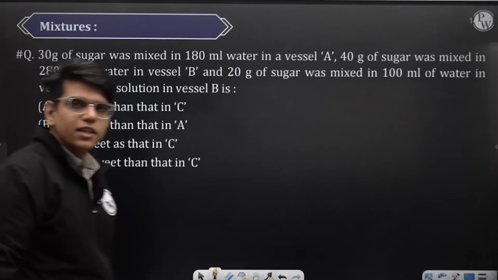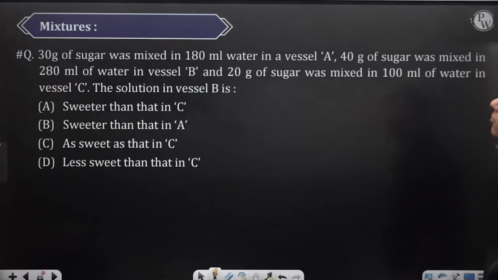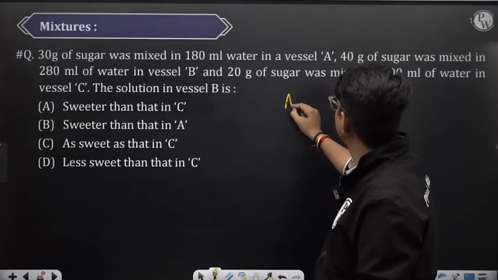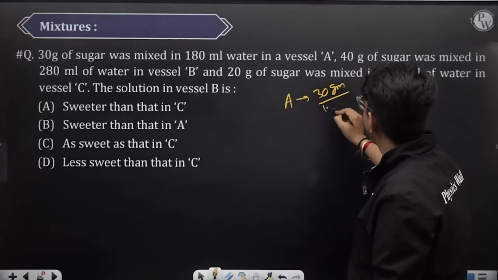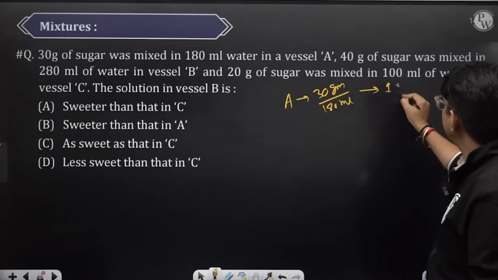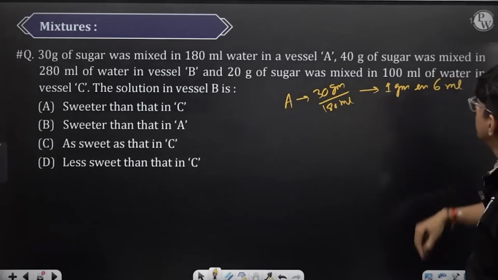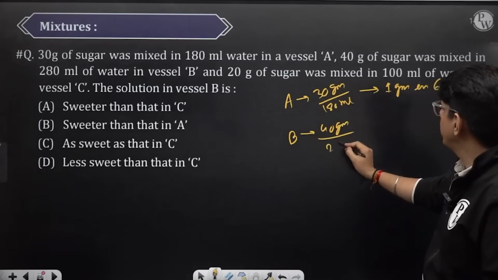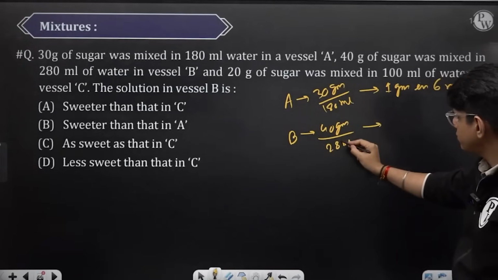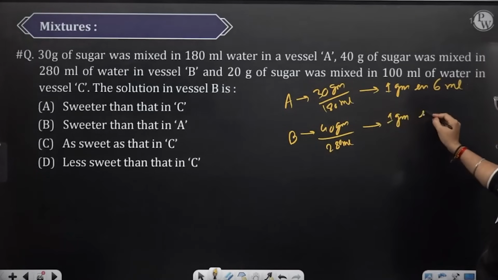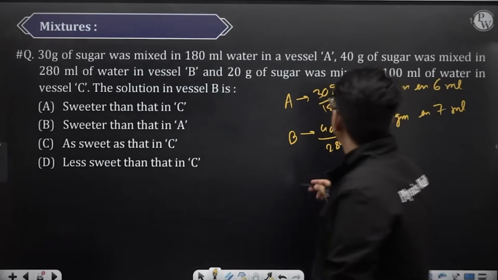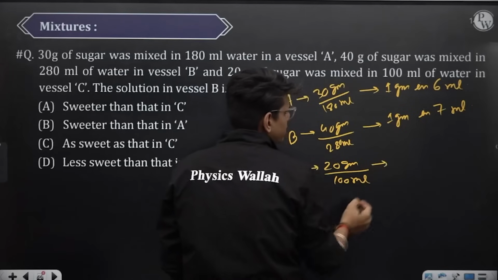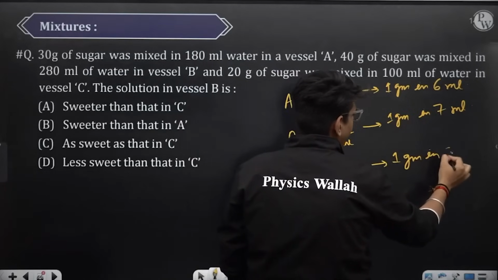So here a condition is given to you where 30 gram of sugar was mixed in 180 ml of water. Okay? So for A, it is 30 grams in 180 ml. That means 1 gram in 6 ml. For B, they did 40 grams per 280 ml. That means 1 gram in 7 ml. For C, they did 20 gram in 100 ml. That means 1 gram in 5 ml.